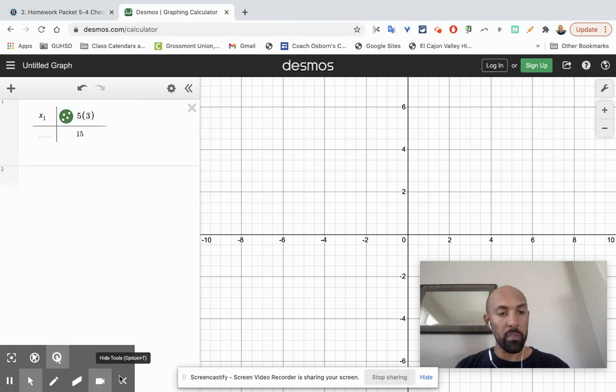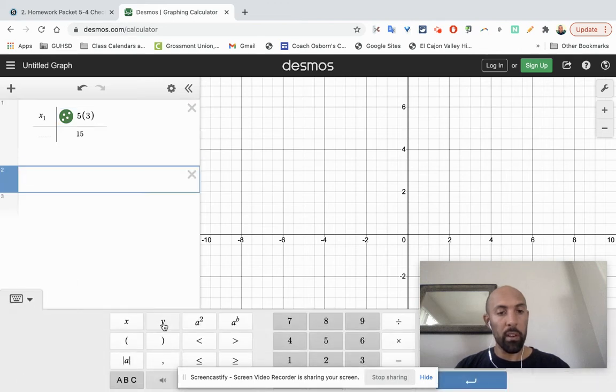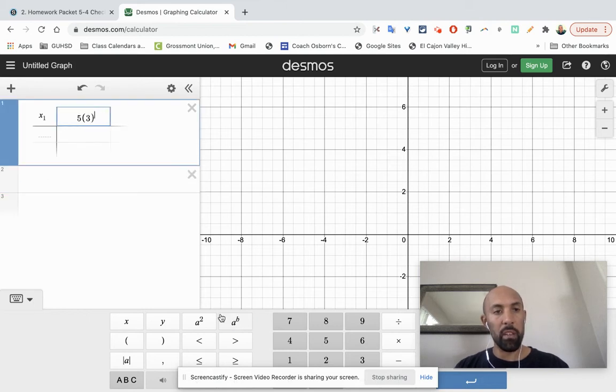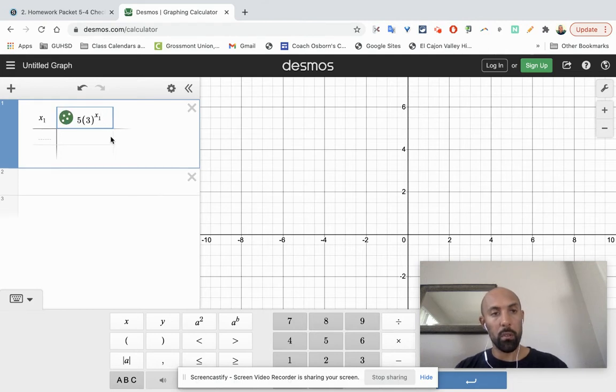So that means I have to click on the keyboard down here and click on that b. Oops, sorry, I meant to be over here. Click on this b value to get an exponent, and I'm going to put x. Now, to complete a table, this x value and this x value need to match. Okay, so now once you get that, you know you're good. And I'm going to type in some of those x values.